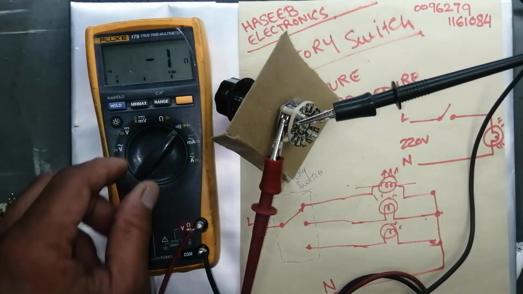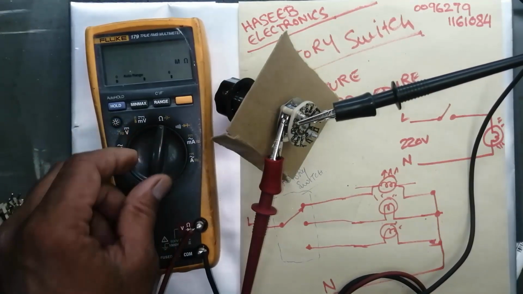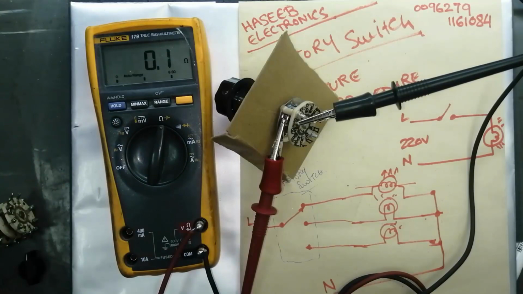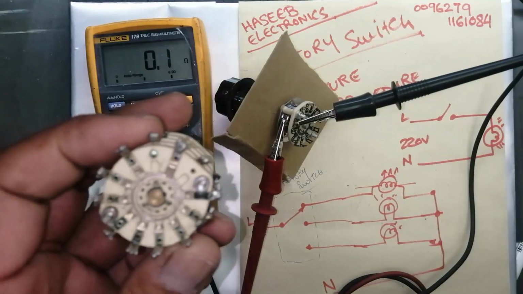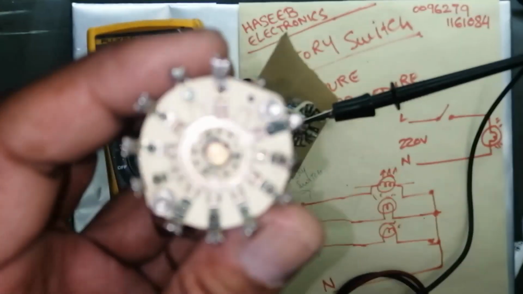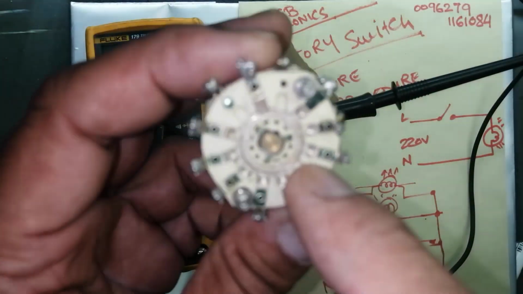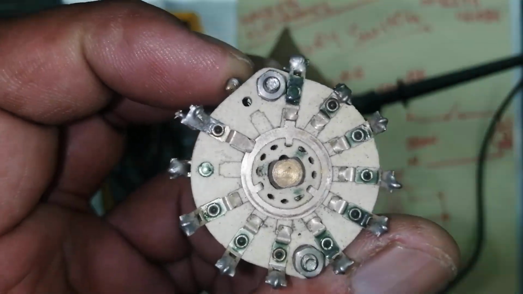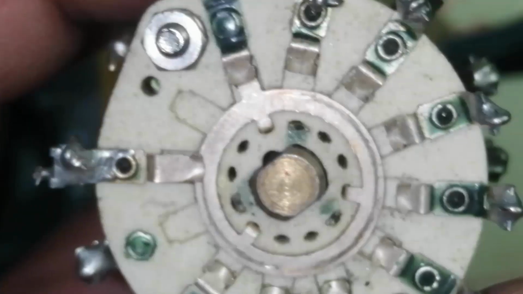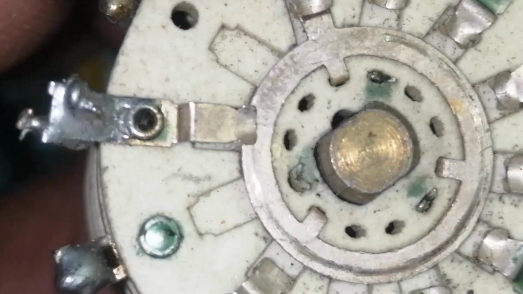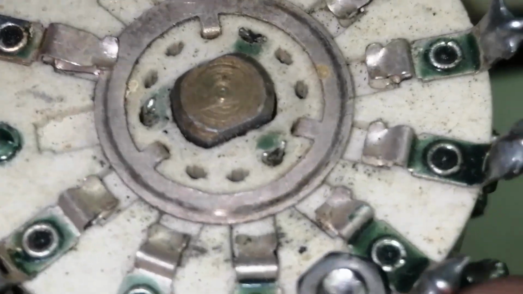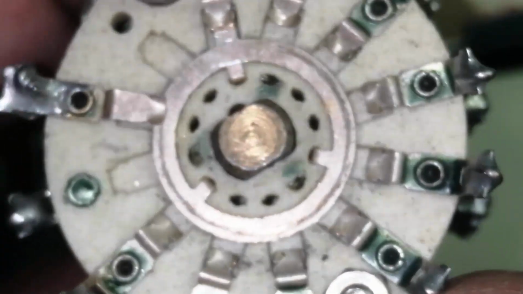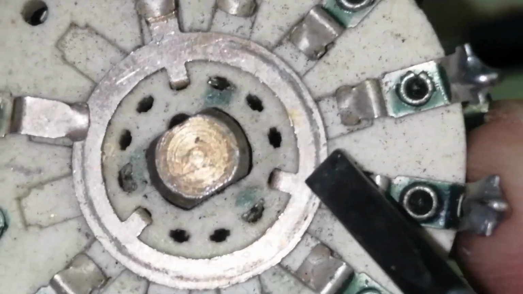Now I will discuss another issue. When you use a rotary switch, the very big problem, the drawback of rotary switches, is corrosion, that is dust or rust, because it is a mechanical moving part. I will show you here. After a long use of a rotary switch, it has corrosion, it has carbon.